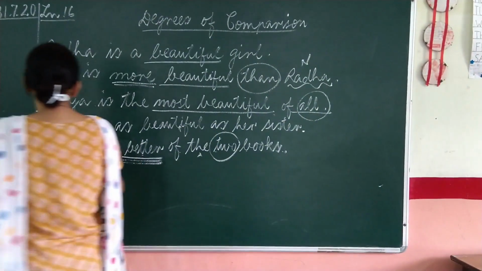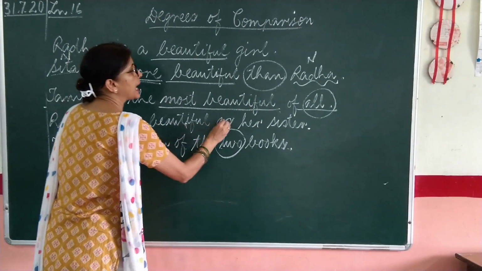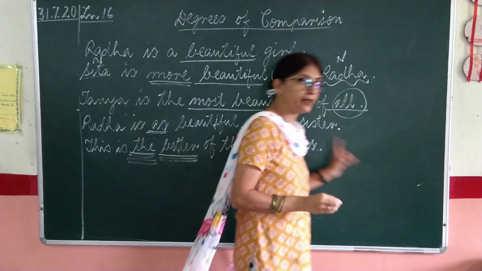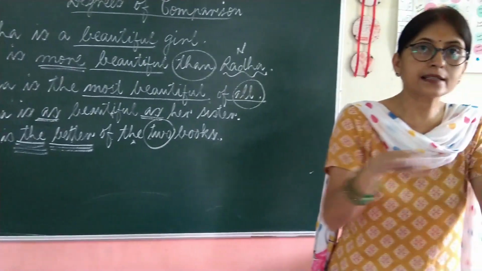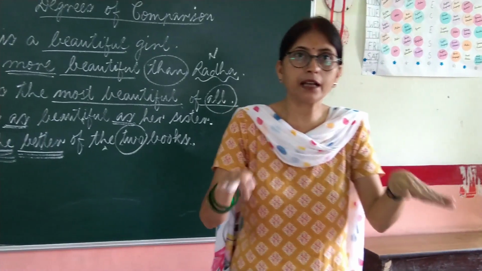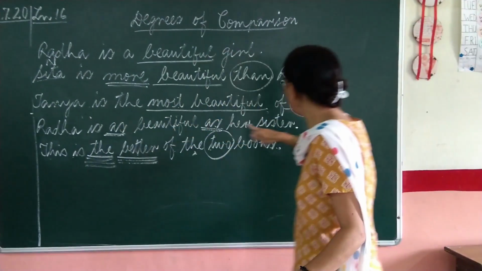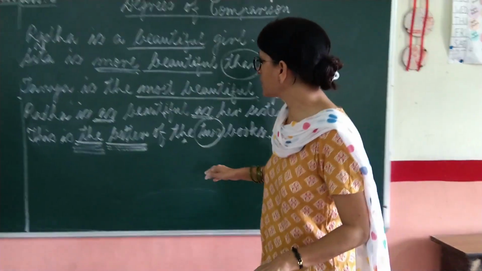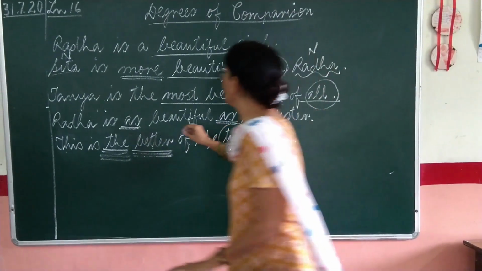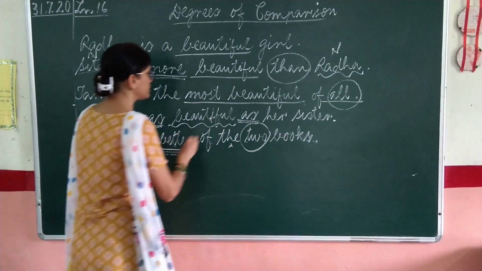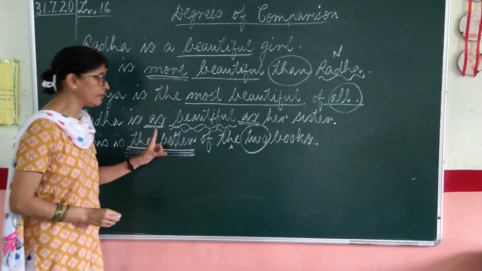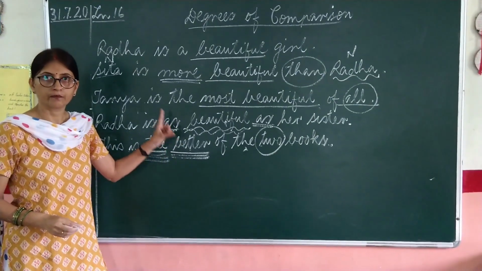Another very important thing, Radha is as beautiful as her sister. Now see, whenever you use "as", this means that the quality, the degree is the same. Okay, it is at the same level. Radha is also beautiful and her sister is also beautiful and they are equally beautiful. In such cases, when "as" is mentioned, we will always use positive degree. Don't forget this. Whenever "as" is used, we will always use positive degree. Okay? Hope it is clear to you now.